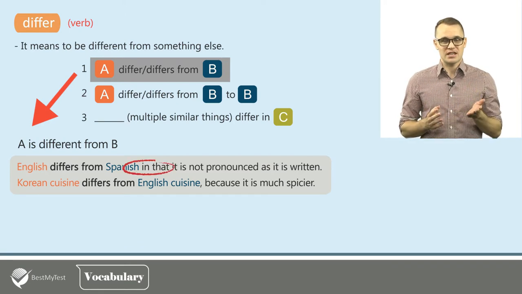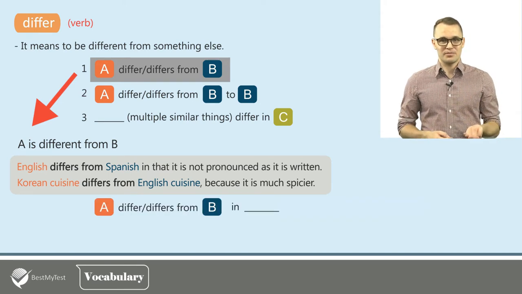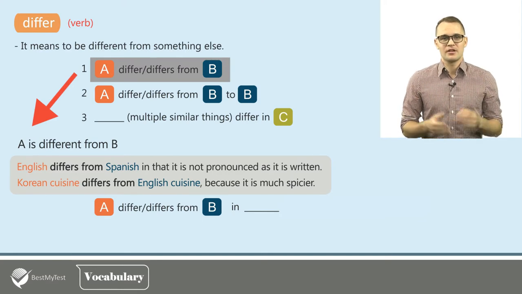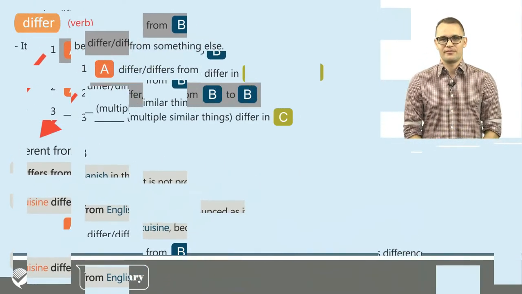Notice the preposition in the first sentence. The pattern is A differs from B in, and here you can name the aspect of difference. So you can change the second sentence too. Korean cuisine differs from English cuisine in that it is much spicier.